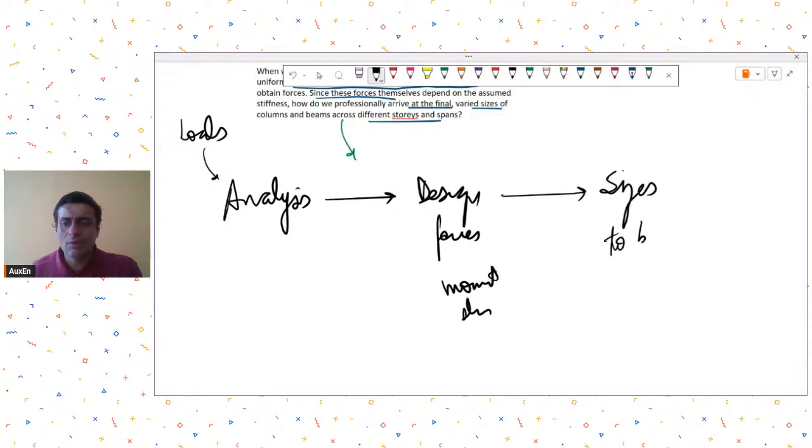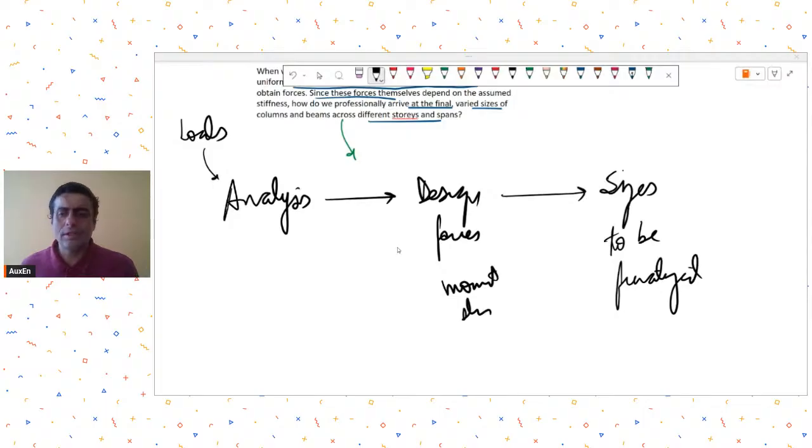This is our end goal, that finally we want to have the sizes, and obviously sizes and reinforcement both we need to get by the end of our design process. Now the problem with indeterminate structures in software is that you need to have the stiffness accounted for, otherwise your analysis will not happen.